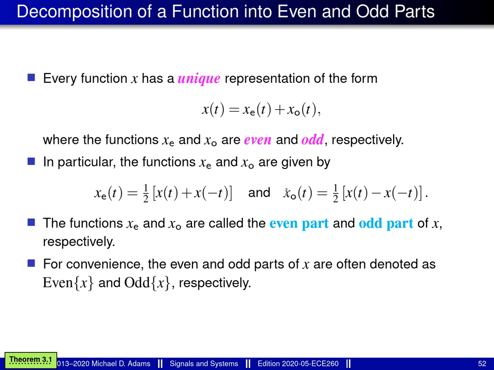And then xo is given by this formula here, which is almost the same as the formula for xe. The only difference is a plus sign has been changed to a minus sign. And as a matter of terminology, the function xe and the function xo are referred to as the even part and the odd part of x respectively. And for convenience, as a matter of notation, the even and odd parts of x are denoted by Even{x} and Odd{x} respectively. Now at this point I'd like to consider an example, and in particular the example I'd like to consider is essentially doing a partial proof of the result that's stated at the top of this slide.